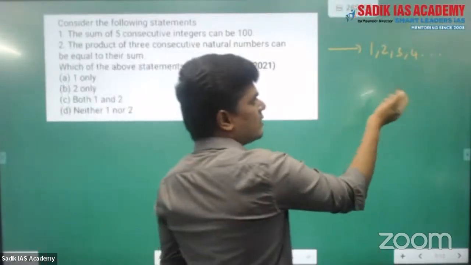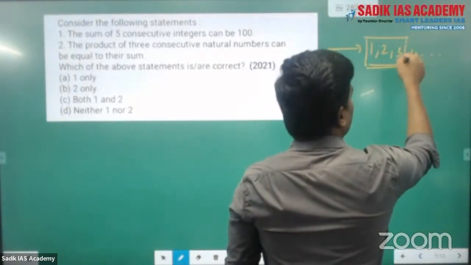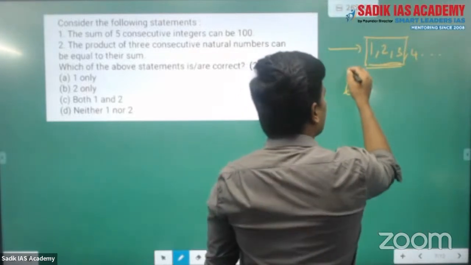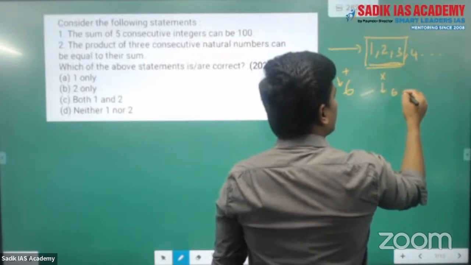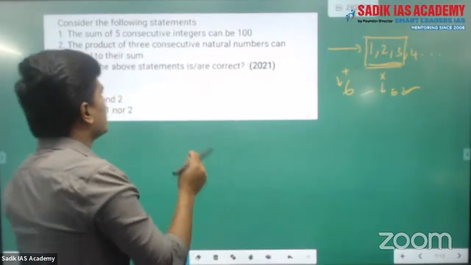And it is going to be equal to their sum. Okay, the second statement is obvious. If I take these 3 numbers, if I add them, I'm going to get 6. This is the addition answer. If I multiply them, I'm going to get what? 6. There is one set of 3 consecutive natural numbers satisfying this condition.